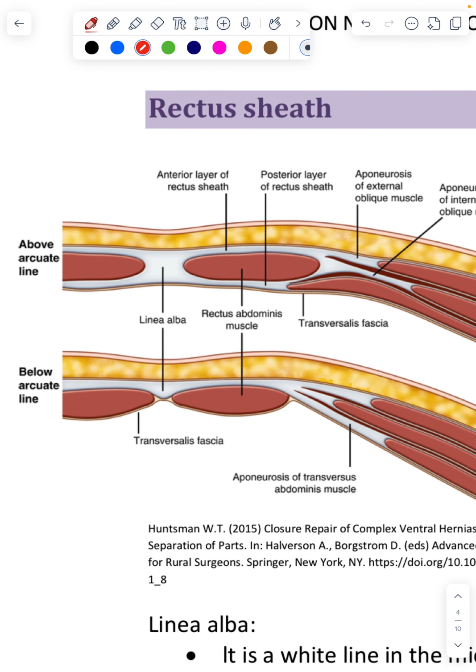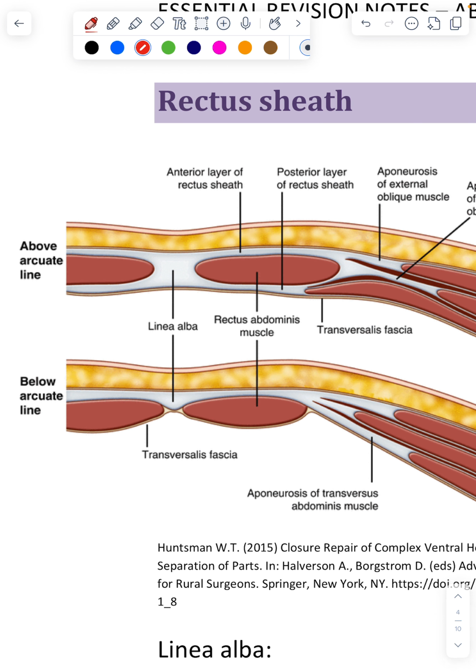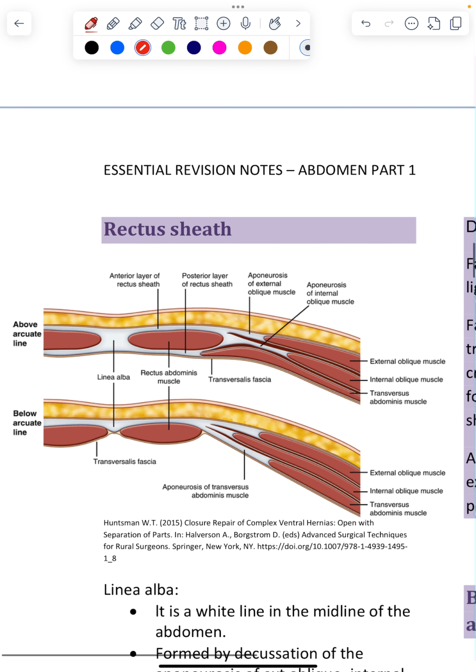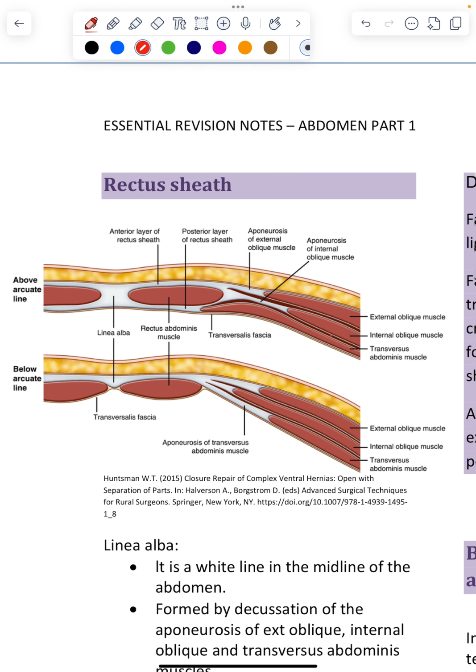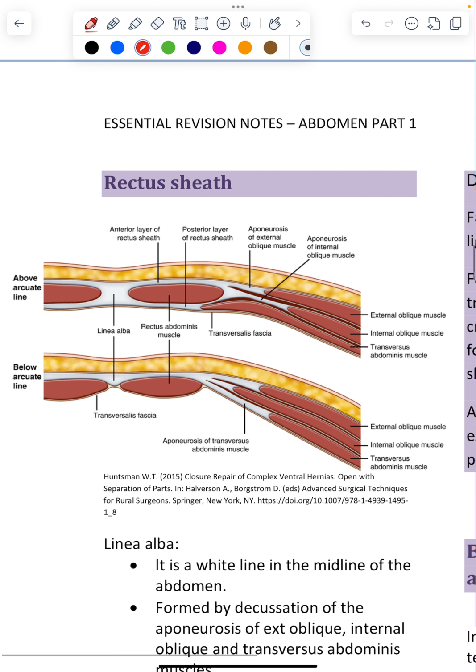You see here the layers: skin, subcutaneous tissue. This is rectus sheath, anterior layer, posterior layer, and laterally you are getting external oblique aponeurosis, internal oblique aponeurosis, then transverse abdominis muscle. Then below that is the transversalis fascia and peritoneum. So this is at the level of the arcuate line. This is below the arcuate line.